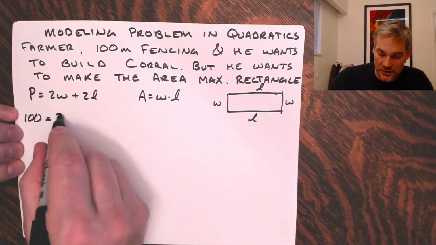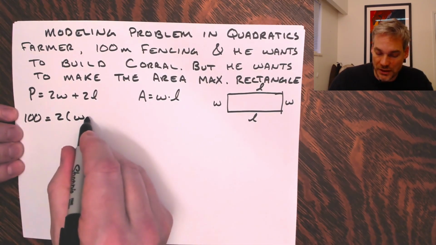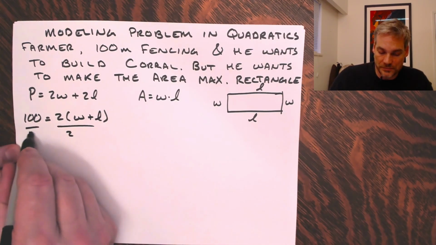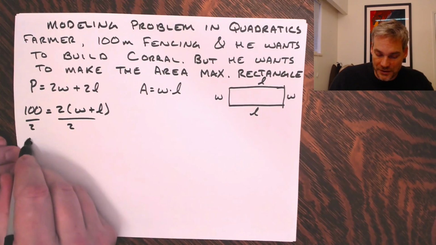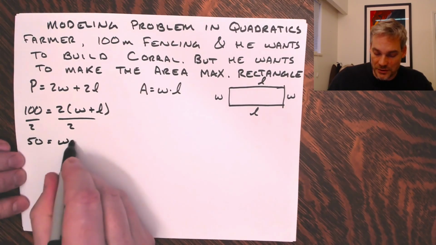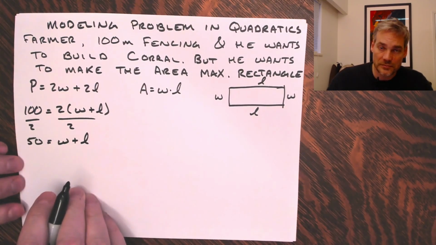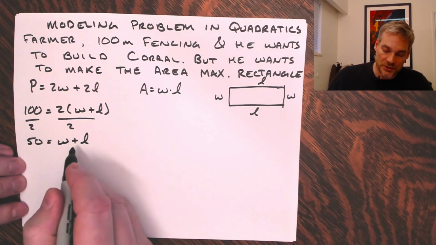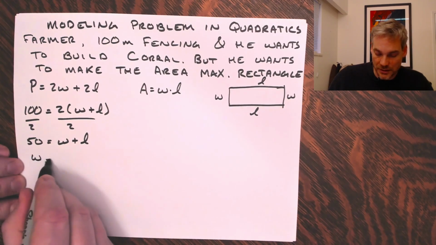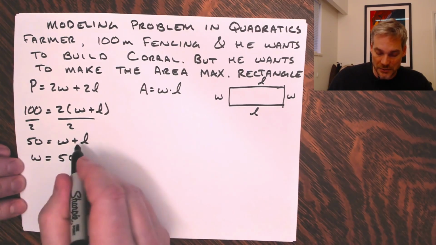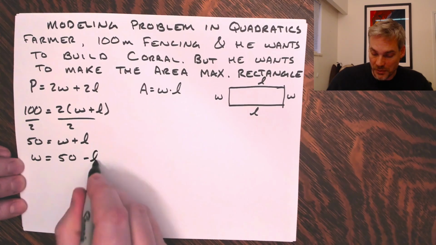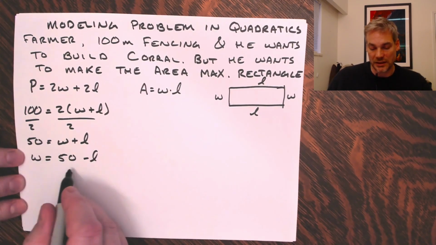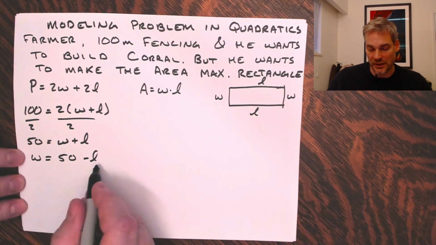And we can factor the 2 out. So we have a 2 times W plus L. And let's divide by 2. And we find that 50 equals W plus L. We want to isolate one of these variables. So let's just solve for W. Let's just say W equals 50, and we're going to subtract L from both sides. So we have minus L.